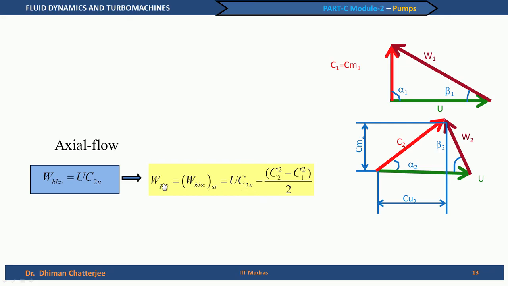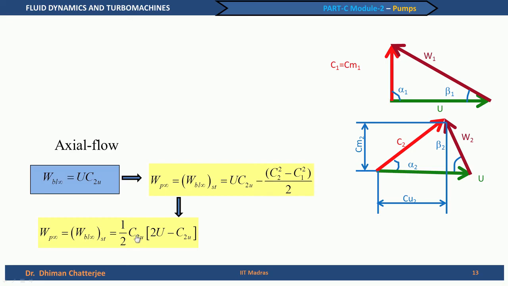We write that W p infinity is equal to u C 2 u minus C 2 square minus C 1 square by 2, which gives us that W p infinity is equal to half C 2 u multiplied by twice u minus C 2 u. This result is important. What does it say?